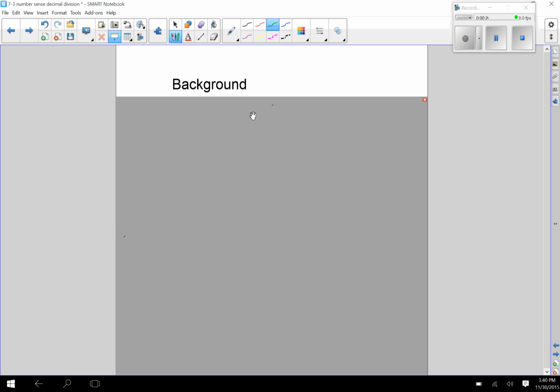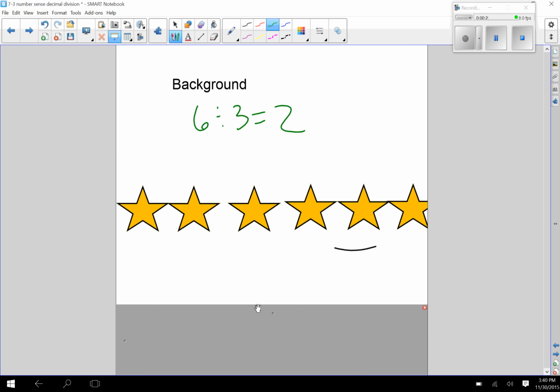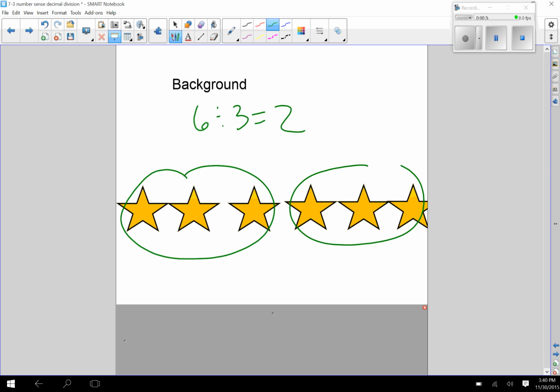And I just want to give a little background and go back over what regular whole number division is. So if we have 6 divided by 3 equals 2, I could represent that with my star pictures here. I have 6 of something. I'm going to divide them into groups of 3. This is 6 wholes divided into groups of 3, and I would have 2 groups. Because that's what division is: you have a certain number of something, you're dividing into equal groups of a certain amount, and this is how many of those groups you're going to have.